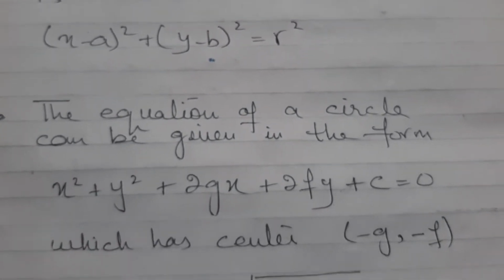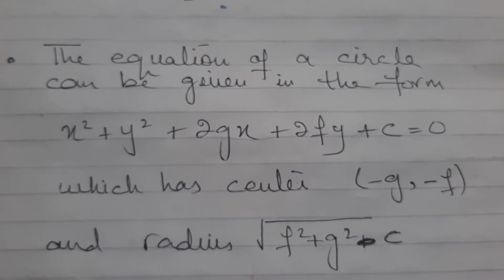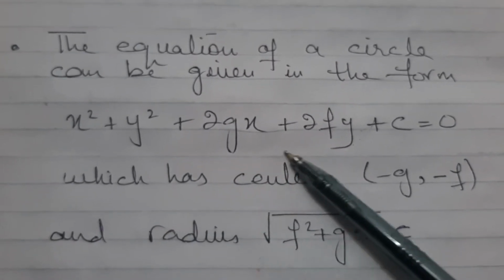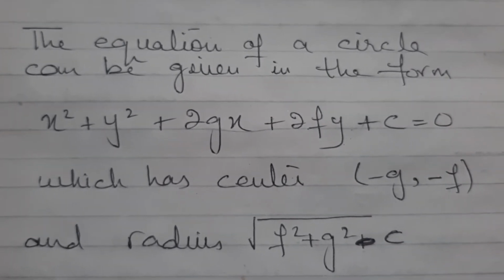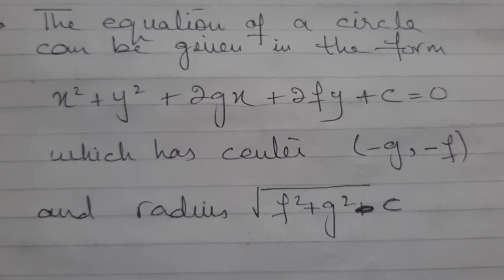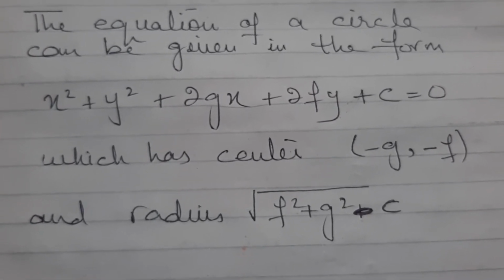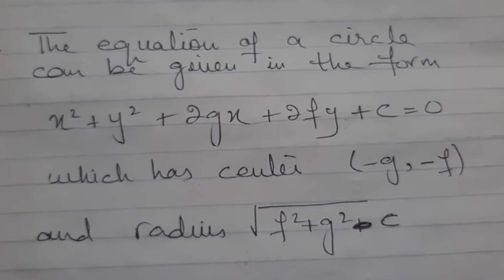Or if the equation of a circle is given in this form, x² + y² + 2gx + 2fy + c = 0, then your center will be (−g, −f). And your radius will be √(f² + g² − c). And we will see the application in the example.